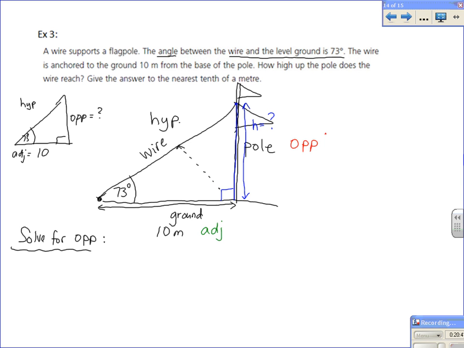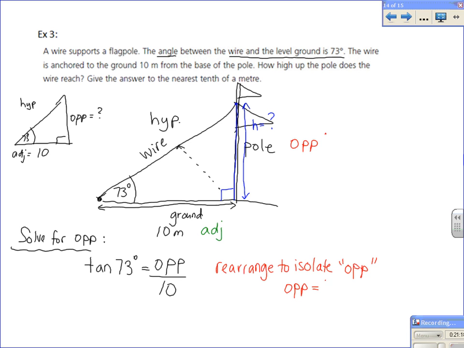Okay, let's use our tangent ratio. The tan of the angle, which is 73 degrees, is equal to the opposite, which I don't know, over the adjacent, which I do know, and it's 10. All right, I'm looking for the opposite side, so I want to isolate. I'm going to have to rearrange because I want to isolate the opposite side. I want to isolate OPP in this formula. So what I want to see in the end is that OPP is equal to something. So I want OPP all by itself on one side of the equal sign.